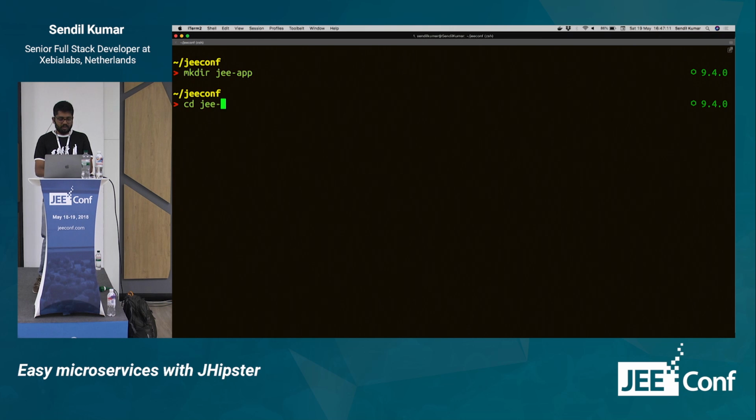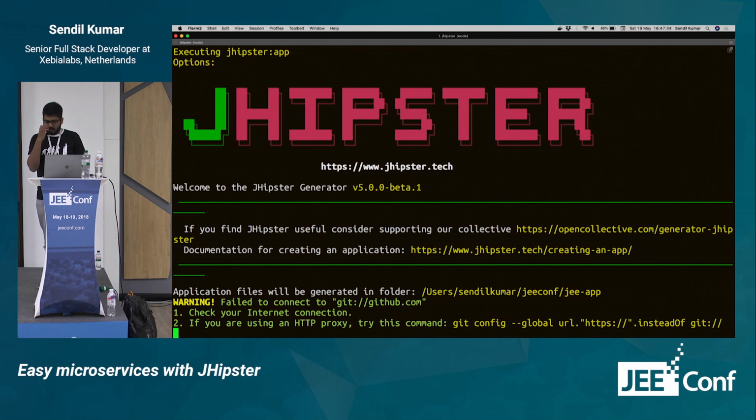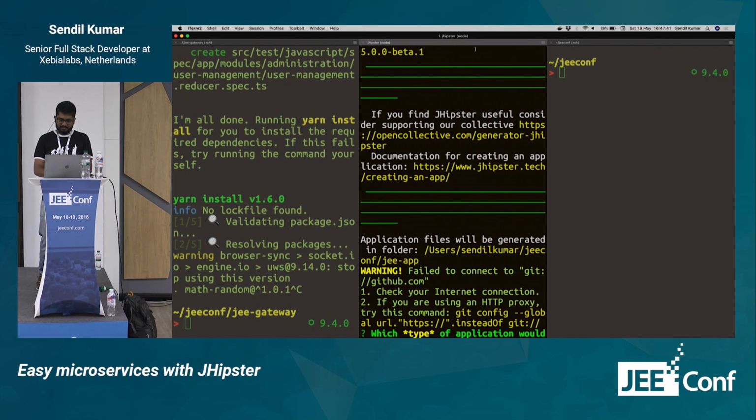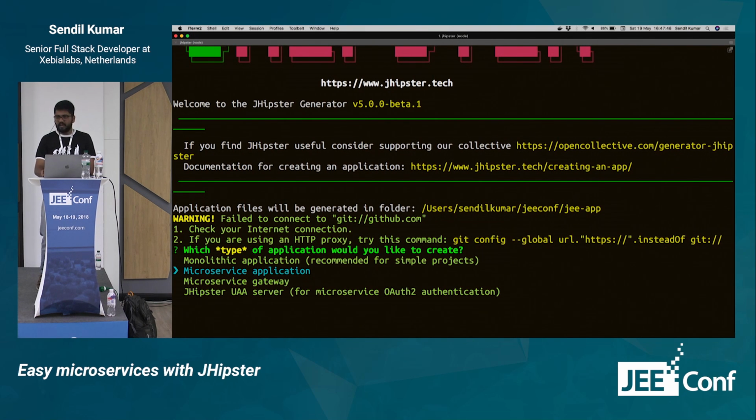So here I'm going to generate a microservice application. Just type in JHipster. And then it will ask you the same set of questions. But one main difference that you have to notice here is in Gateway, there will be a framework selection where you have to choose between Angular and React. But in this case, OK, the connection is not good. So here, I will go ahead and select microservice application.